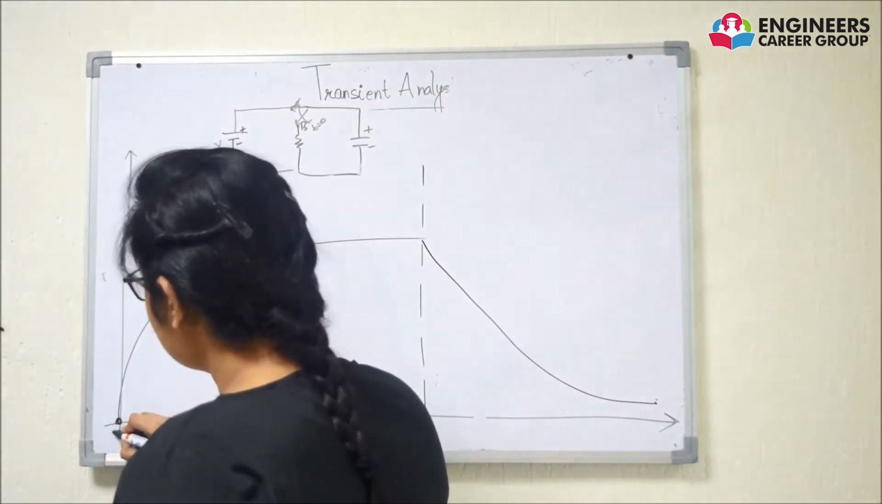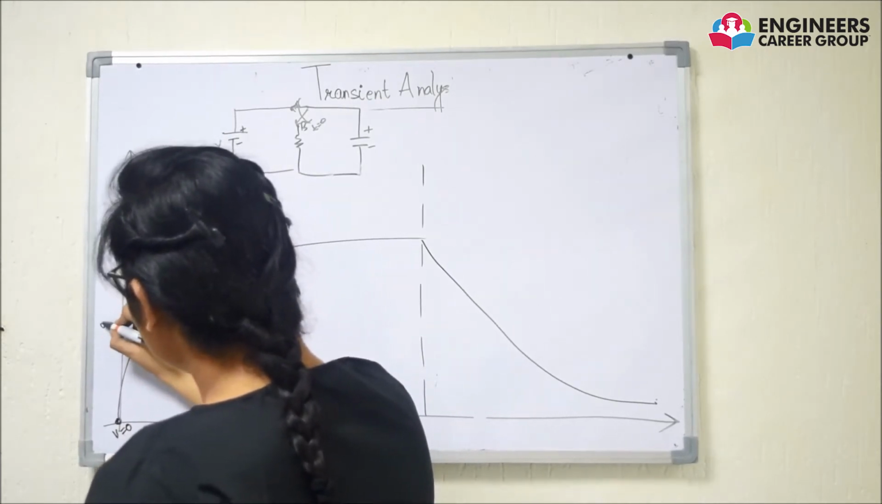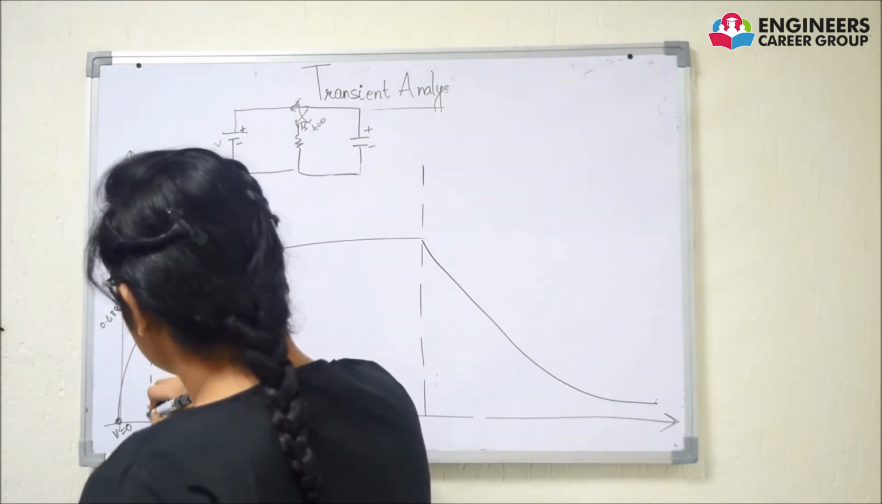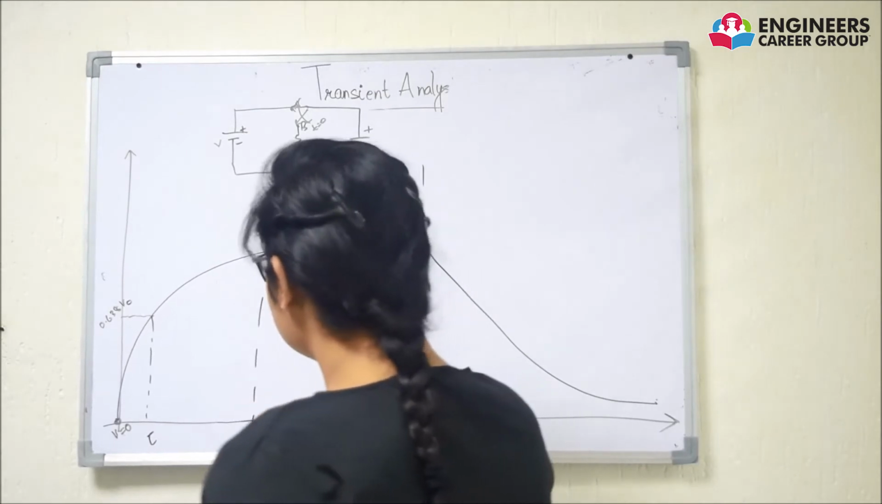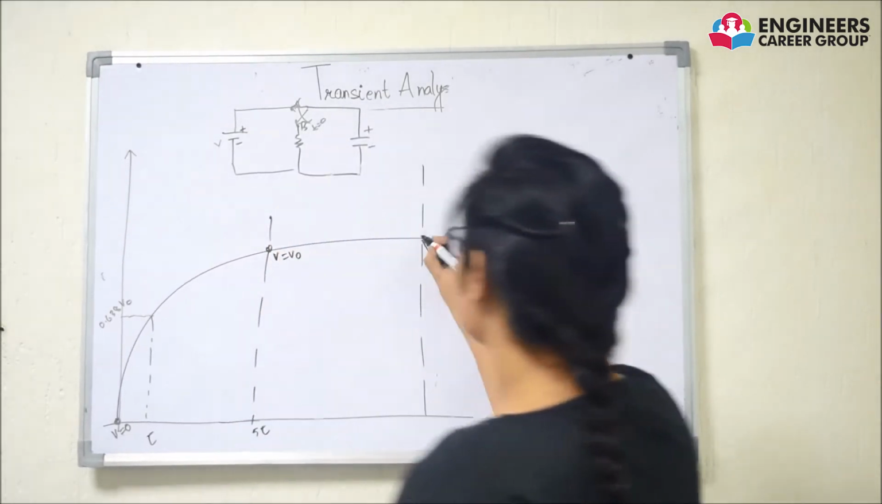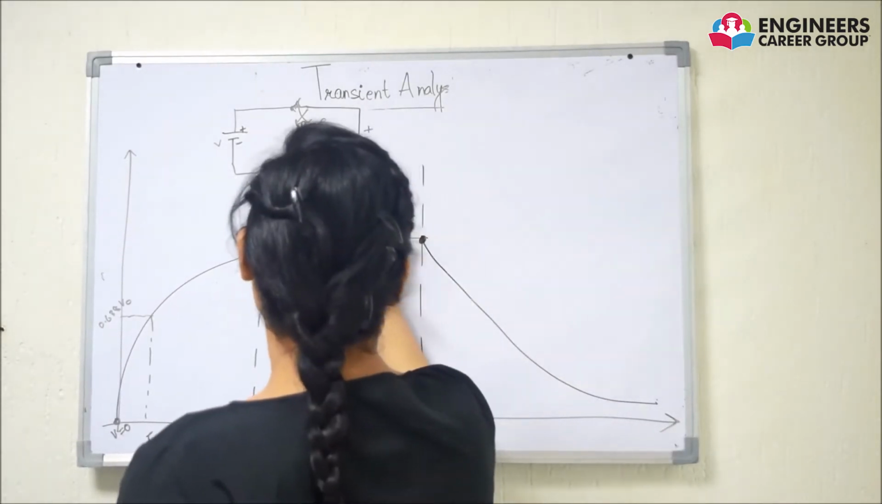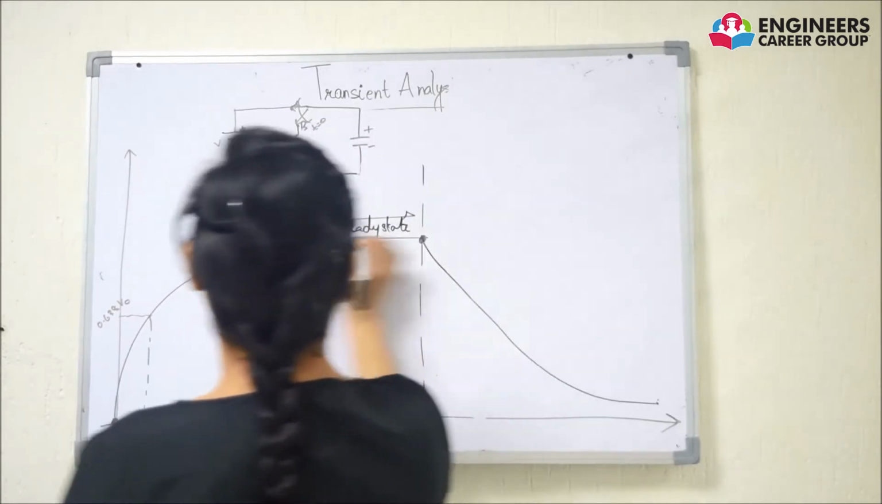Initially the voltage in the capacitor is equal to 0. At value tau it is similar to charging and discharging in the inductor. At value 5 tau, this value will reach its steady state value, V is equal to V naught. This is again the highest point of energy. This state is called steady state and this state is called transient state.